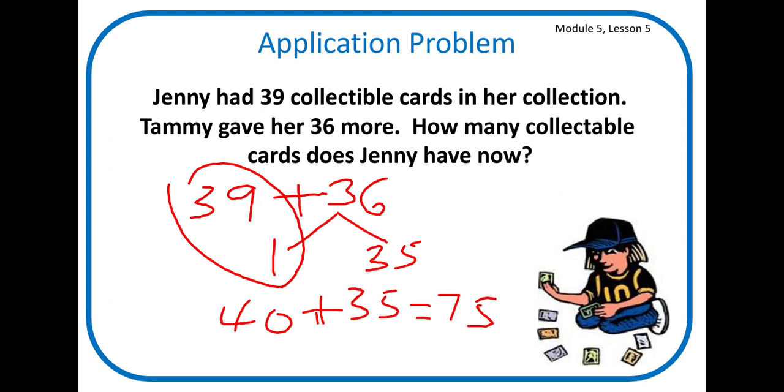So 40 plus 35 is 75. So Jenny has 75 cards now.